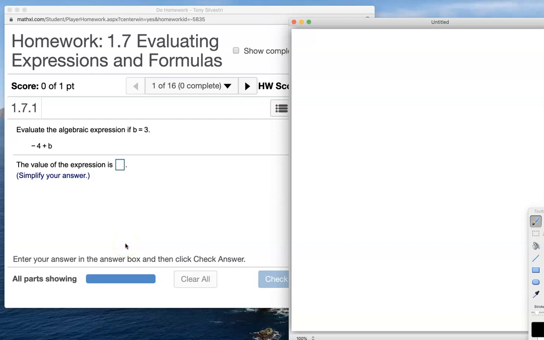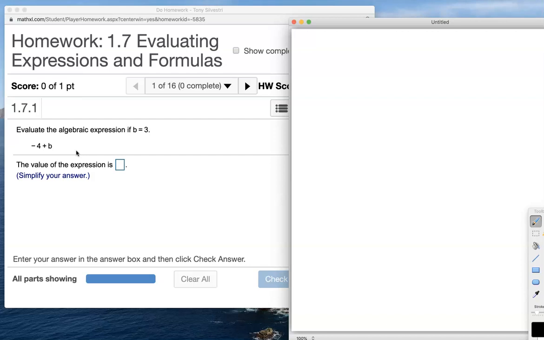And welcome to section 1.7, where we're going to evaluate expressions and formulas. Now, what that basically means is they give you an expression. Here's an expression right over here: -4 plus b. And we haven't really done too much with variables. Maybe a little bit, but now we're really going to take a look at what those mean.